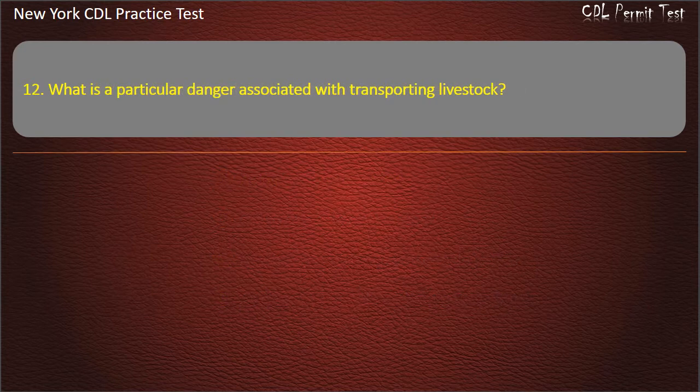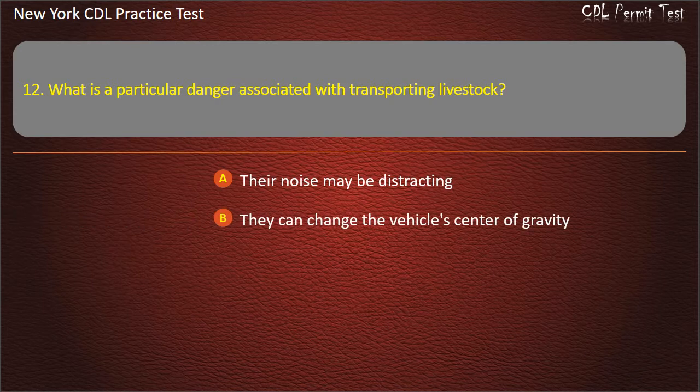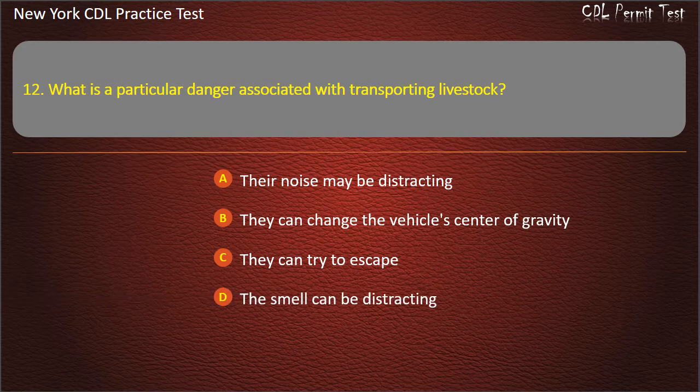Question 12. What is a particular danger associated with transporting livestock? Their noise may be distracting. They can change the vehicle's center of gravity. They can try to escape. The smell can be distracting. Answer. They can change the vehicle's center of gravity.